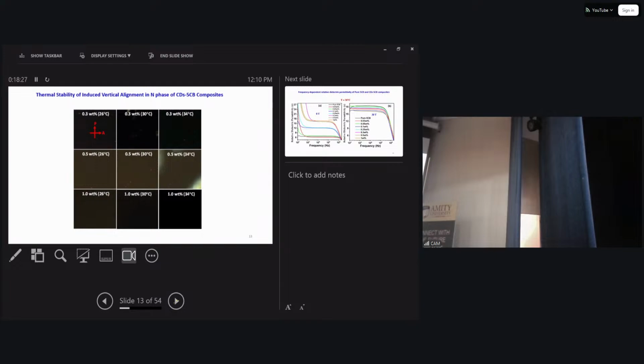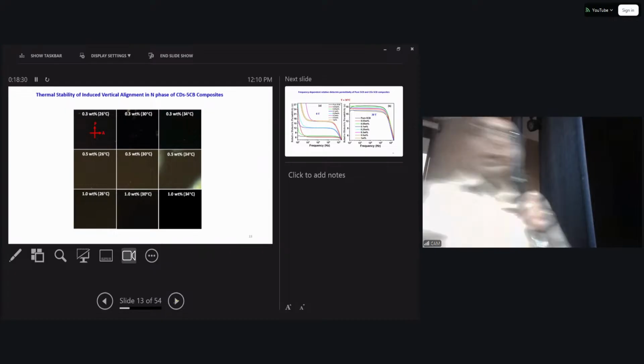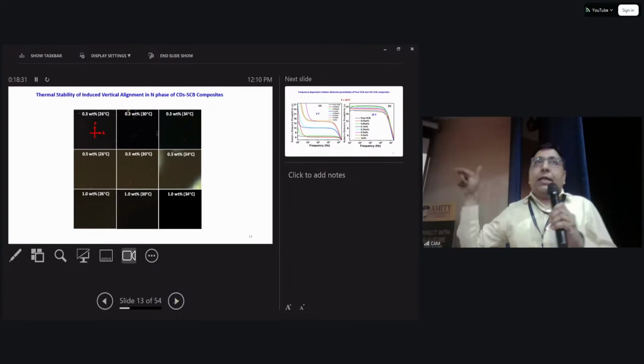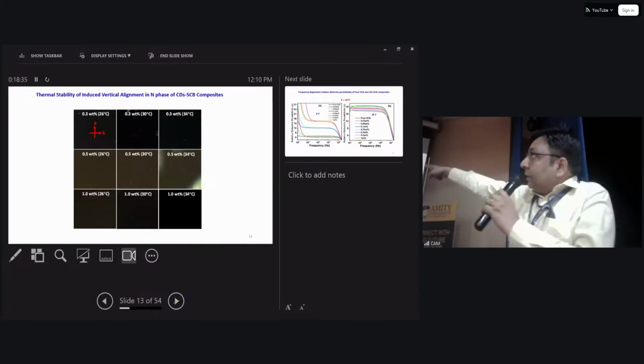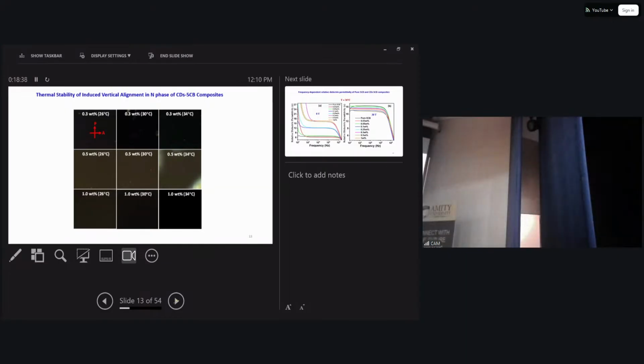Now here, as we know that this sample has nematic phase until 35, we heated all these samples where we get this vertical alignment, and what we found is that all these three composites with vertical alignment remain stable throughout the nematic phase. So that was one of the very good points about all these mixtures.